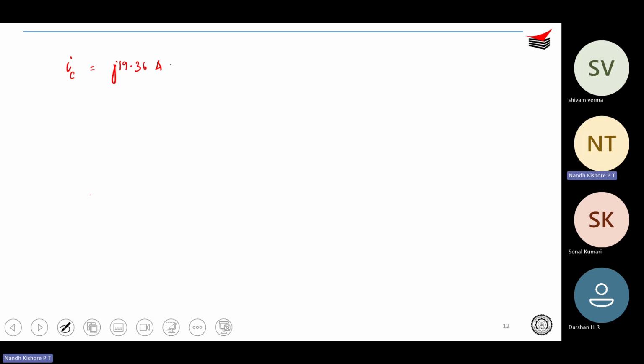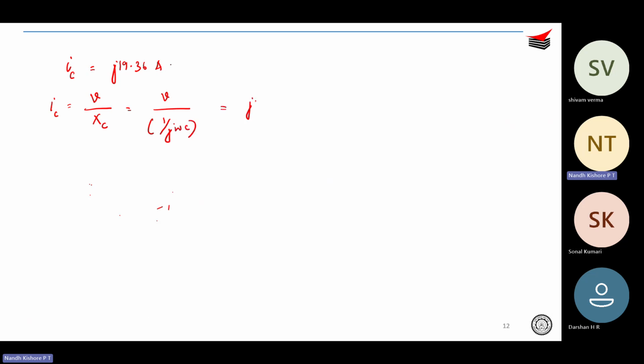Okay. So you know IC is equal to what? V by XC, right? Or V by 1 by j omega C, right? Or j omega C into V. That is your I. Okay. So this is 1 and this is 2. Therefore, you can compare both of these.